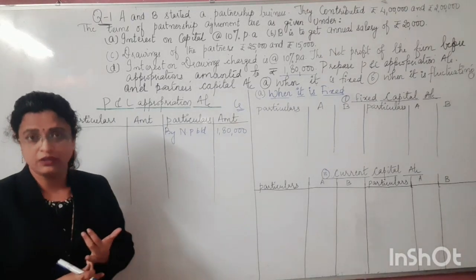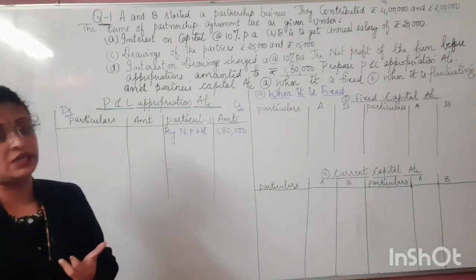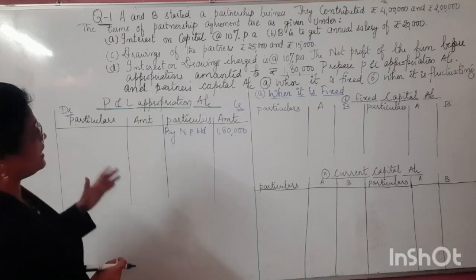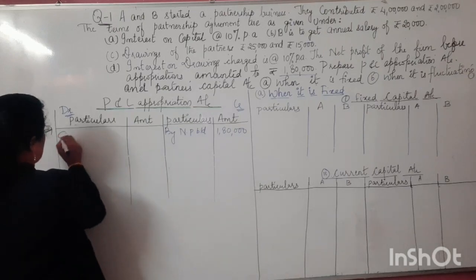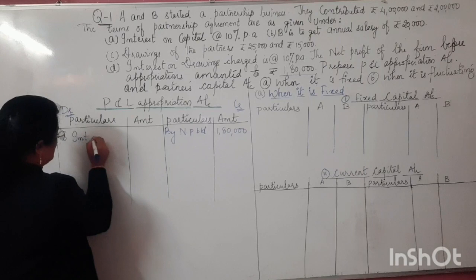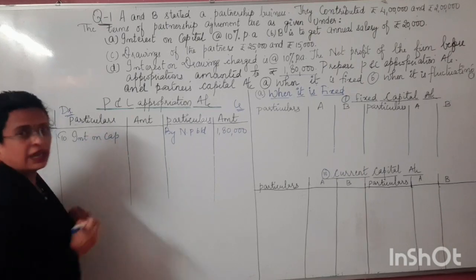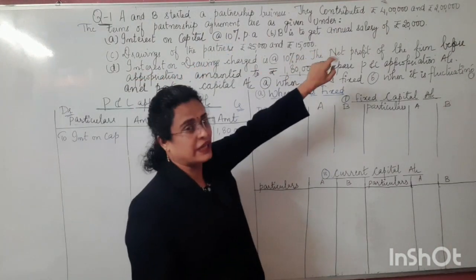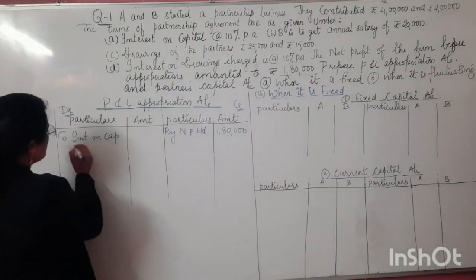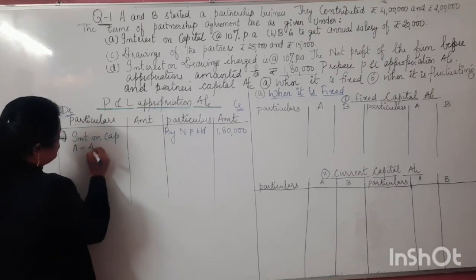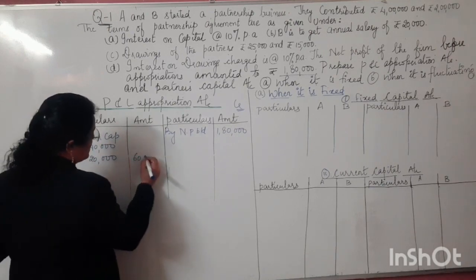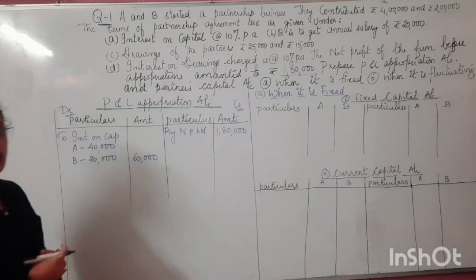Okay children, now the P&L appropriation includes the interest on capital, which is an appropriation. It also includes any salary or commission to be given to the partners. Let's check whether it has been given. We are supposed to give the interest on capital as per the deed. So let's write down here interest on capital. We need to calculate 10% on 4 lakh and 2 lakhs. For A, 10% on 4 lakh is 40,000, and for B, it is 20,000. All together the interest on capital is 60,000.